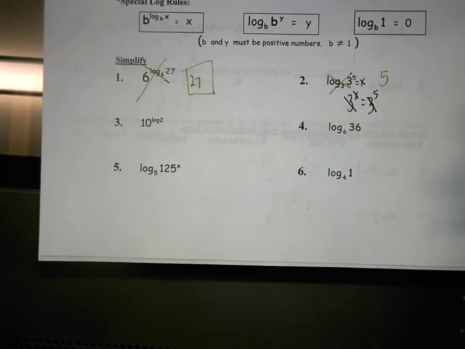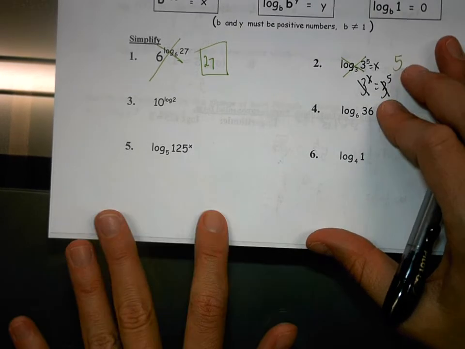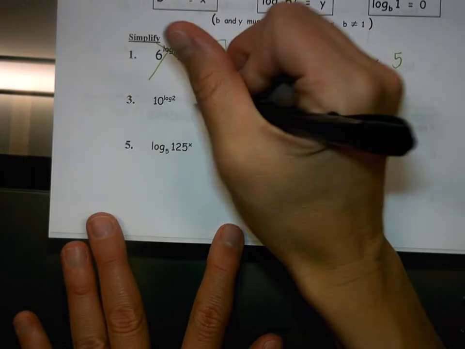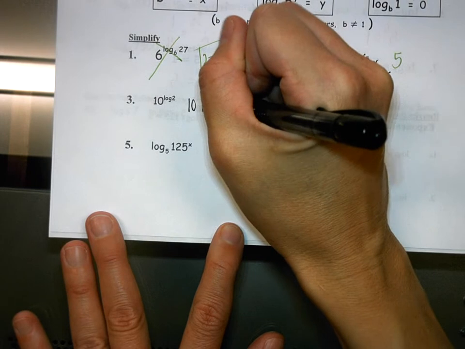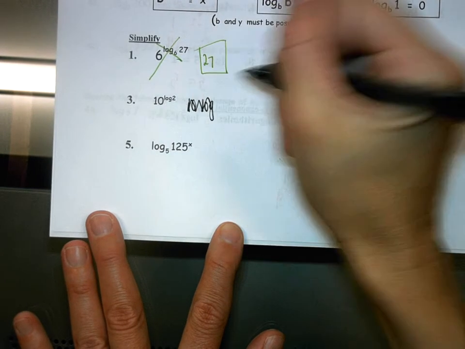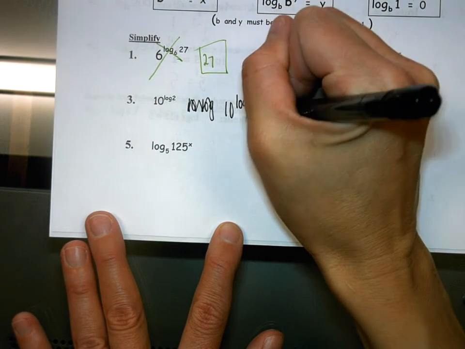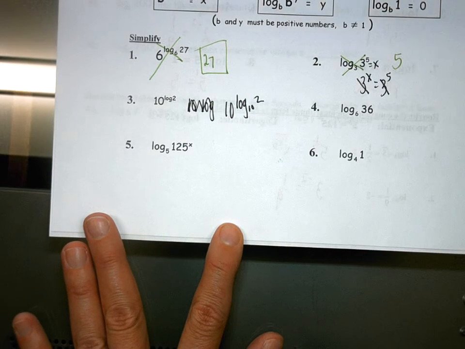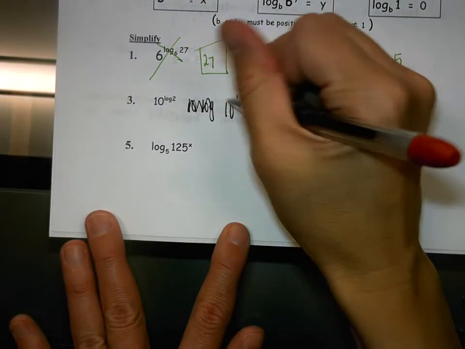On number 3, they're missing a base for the log. But we know that anytime it doesn't say a base, what is it? 10. So this is 10 to the log base 10 of 2. I didn't write this quite right. So again, since those match, the answer will just be 2.